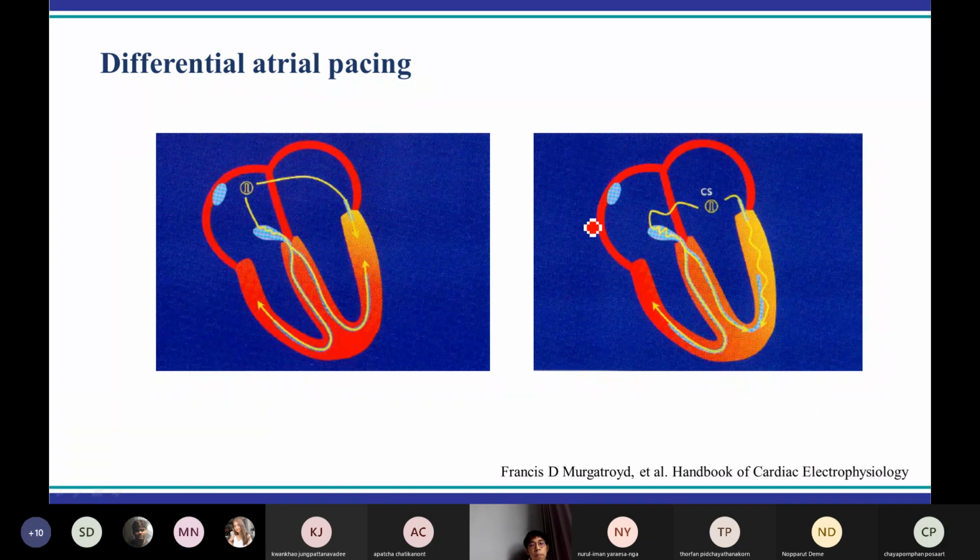And this is another method of pacing to identify the pre-excitation location. The left one is when you pace from the right atrium. You pace from the right atrium, and the signal goes down into the AV node. And also the signal tries to go down through the accessory pathway, but it could not reach the ventricle because the signal from the AV node goes back up to collide with it.